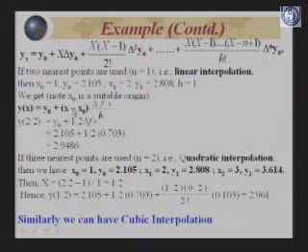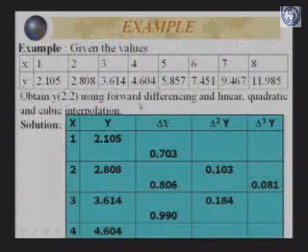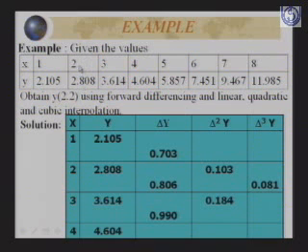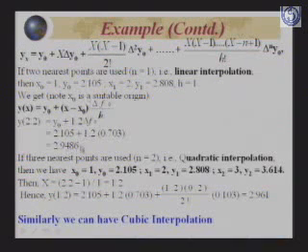So 2.2 minus 1 is 1.2, plus y naught, the value given, that is 2.105, and you will find that by linear interpolation the value is 2.9486. Is it lying in between? Yes: the value at nodal point 2 is 2.808, at 3 is 3.614, and the interpolated value is 2.9486. Yes, it is lying in between these two. So this is obtained by using linear interpolation.